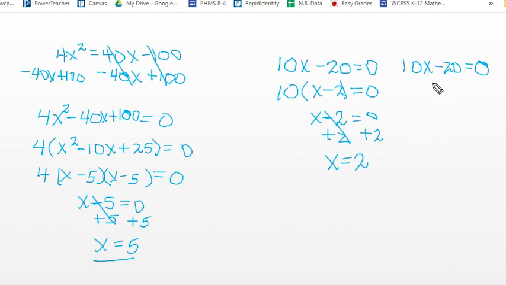I can also use inverse operations on this one. So this is one where I could use either approach. And I'm dividing both sides by 10. And I end up with x equals 2 again. So some of them you will only be able to factor. Some of them you'll be able to use inverse operations or factoring.